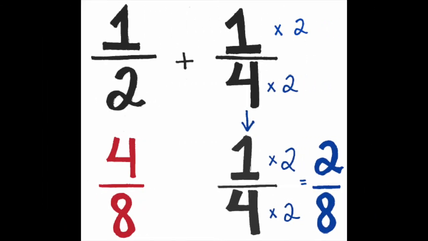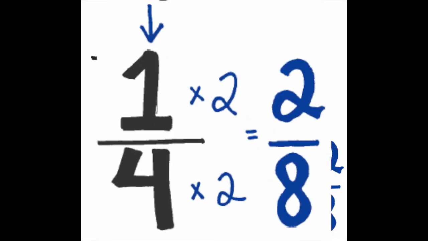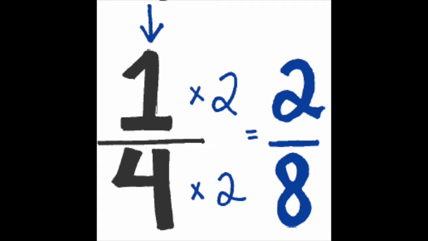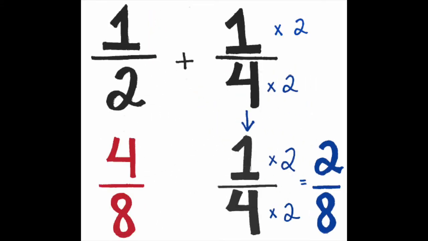In our example, we also need to rewrite 1/4 as a fractional amount out of eighths. We must multiply the numerator and the denominator by 2, the value of the denominator from the first fraction. 1 multiplied by 2 is 2, and 4 multiplied by 2 is 8. 1/4 can be renamed as 2/8. Again, we're not changing the value of the fraction, we're just changing how the fraction looks. It's still the same fraction.